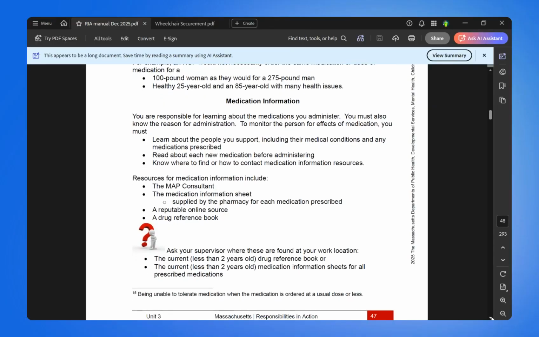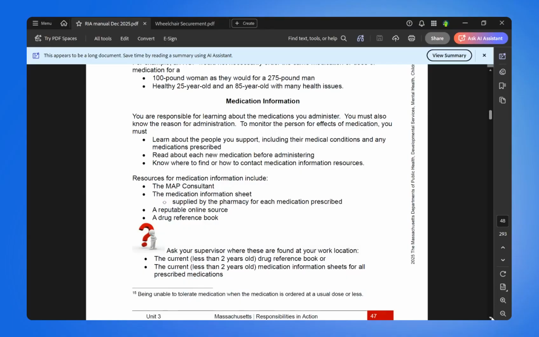Medication information. You are responsible for learning about the medications that you're administering. You must also know the reason for administering. To monitor a person for effects of a medication, you must learn about the people you're supporting, including their medical conditions and their medications prescribed, read about each new medication before administering it, and know where to find or how to contact medication information resources.